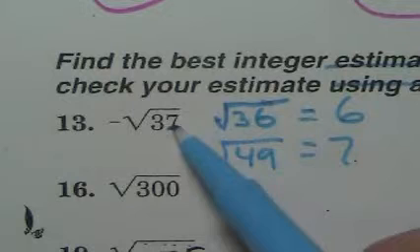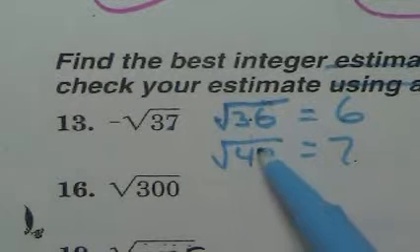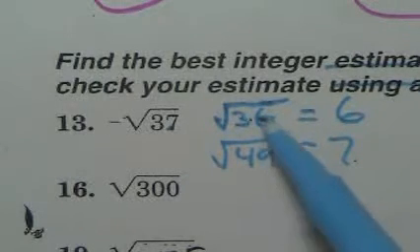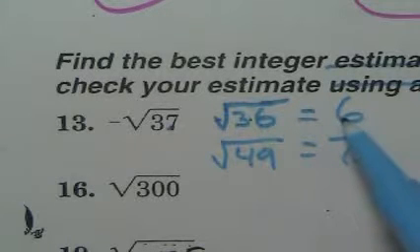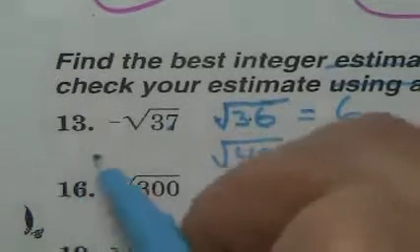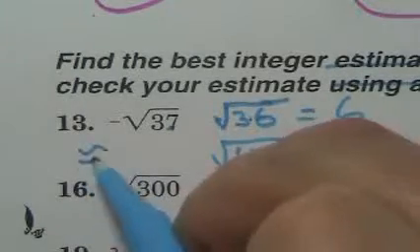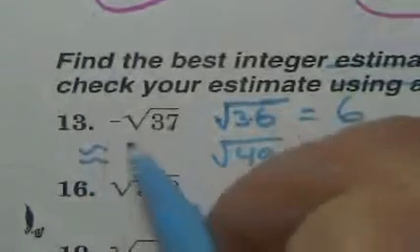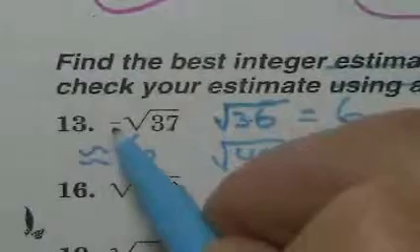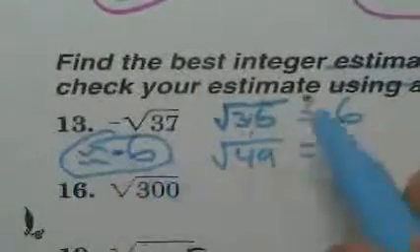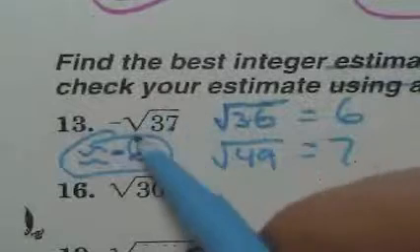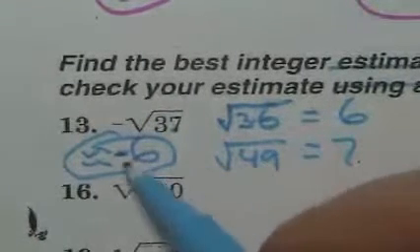So where is 37? What's that closest to? Is it closest to 49 or 36? It's closest to 36. So that means our answer is going to be approximately 6. Oh, wait a minute. There's a negative there. So it's about negative 6. And that's our answer. If you do this in a calculator, square root 37, it's about 6.